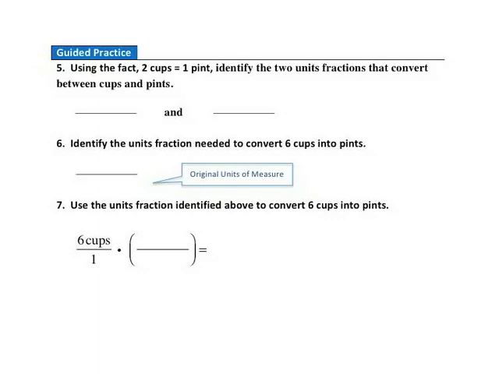Question 5. Using the fact 2 cups equals 1 pint, identify the 2 units fractions that convert between pints and cups. Well, I can choose 2 cups over 1 pint, and I can choose 1 pint over 2 cups. Question 6. Identify the units fraction needed to convert 6 cups into pints. Since I'm starting with cups, I want the units fraction that has cups in the denominator. So I choose 1 pint over 2 cups.